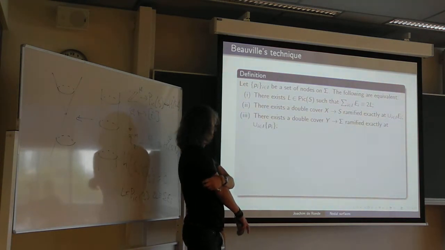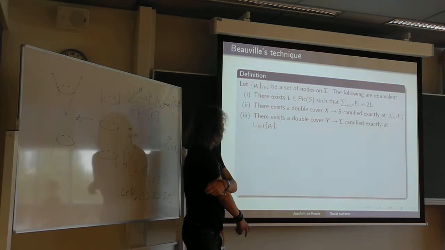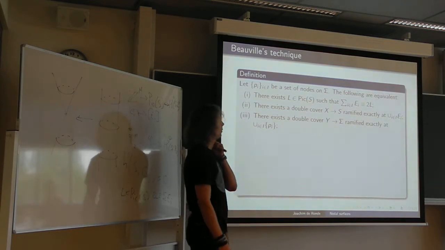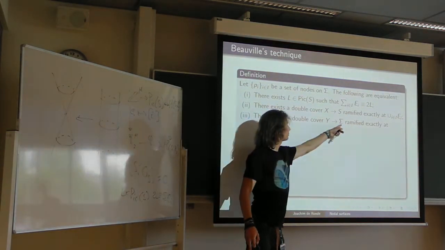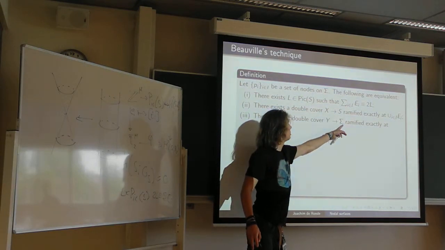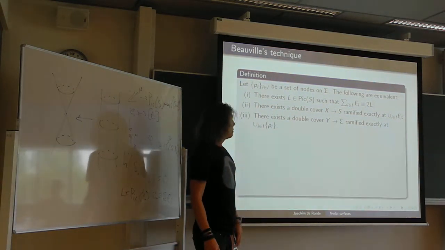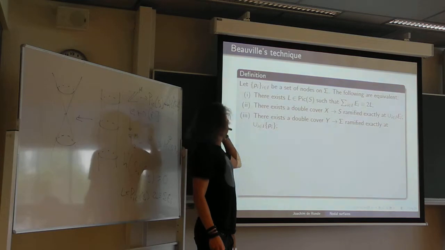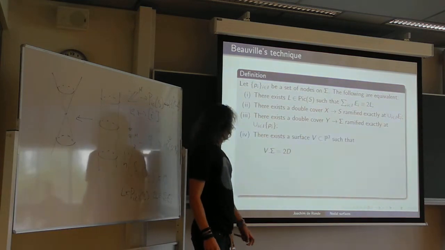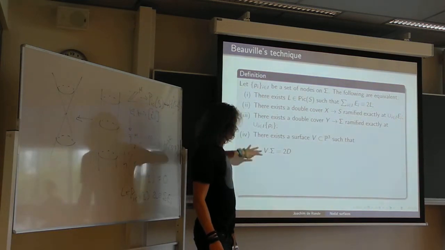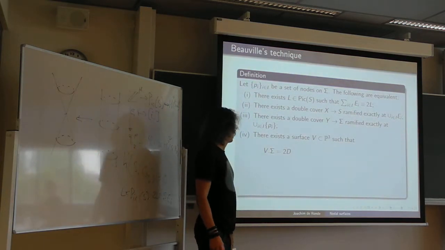This will come probably as no surprise. This is in turn equivalent to the existence of another double cover, but this time to the singular surface sigma, which is ramified exactly at the nodes, the same nodes you started with. If you are a bit confused by this, please ignore the next part. If you are not, please do not.